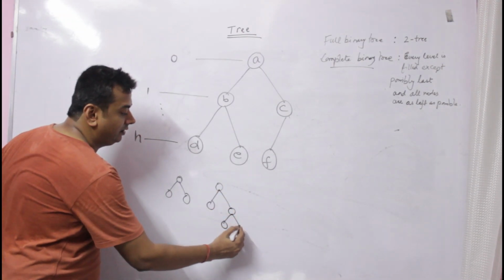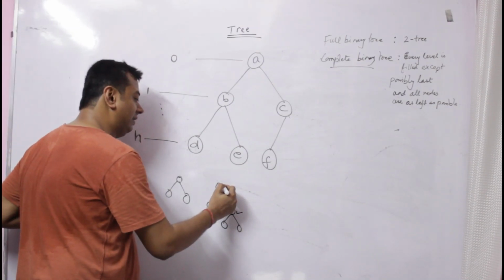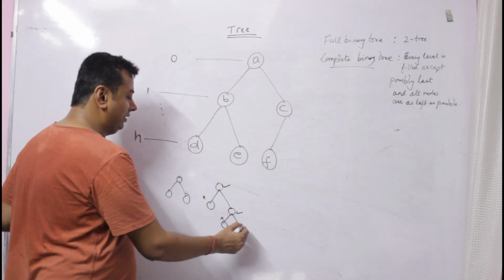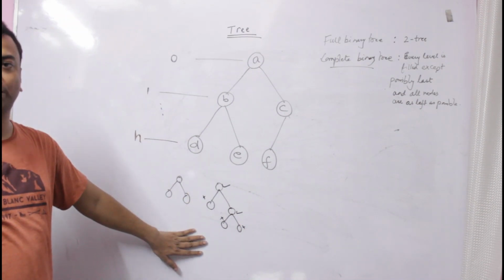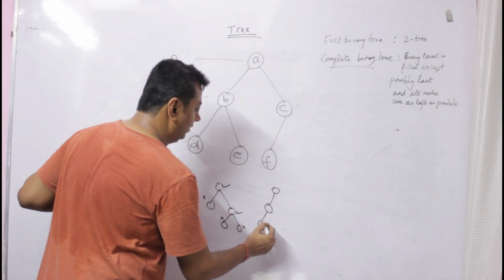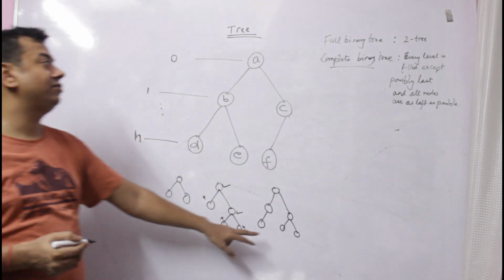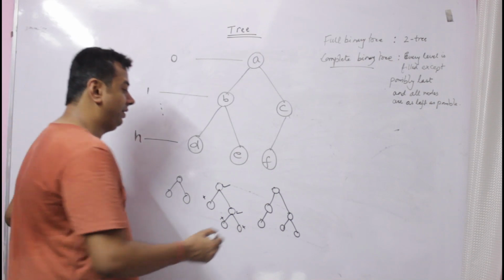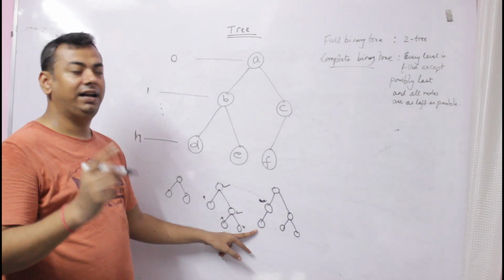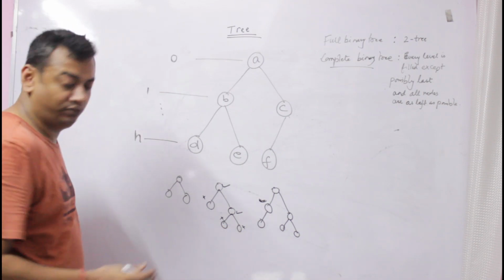What about this? This is also a full binary tree, since this node has exactly 2 children, and this node and this node and this node have no children. What about this one? This is not a full binary tree. Why? Because this node has only one child, and the definition is either 2 children or no child.